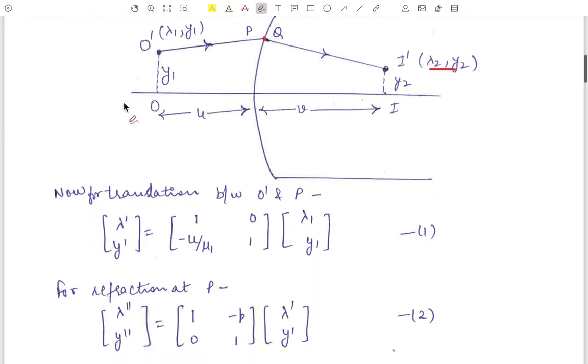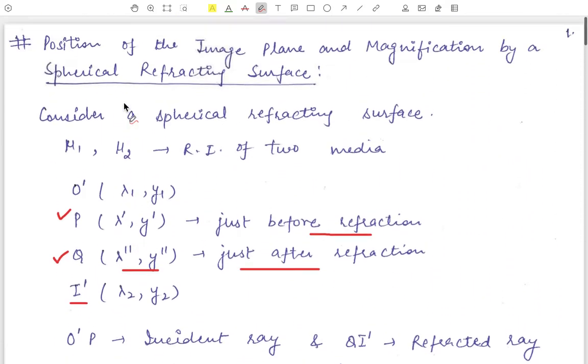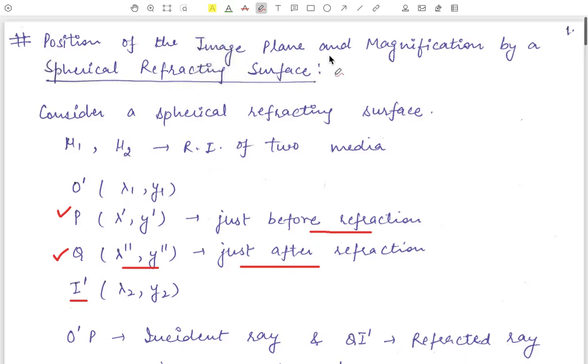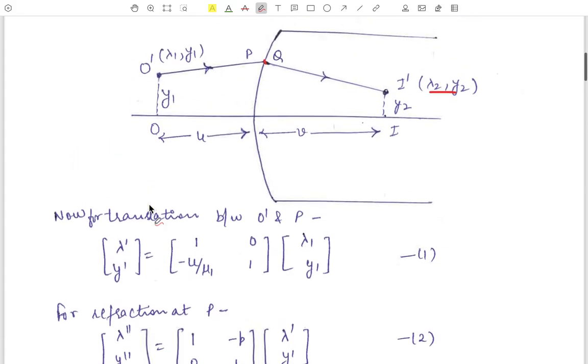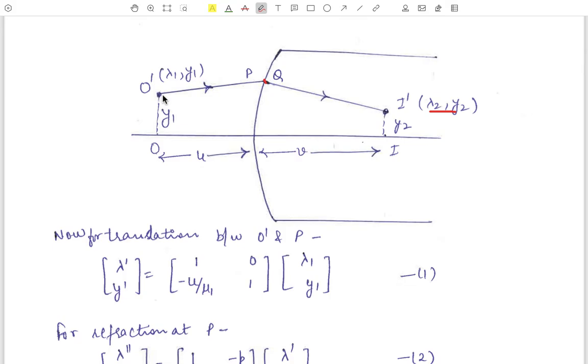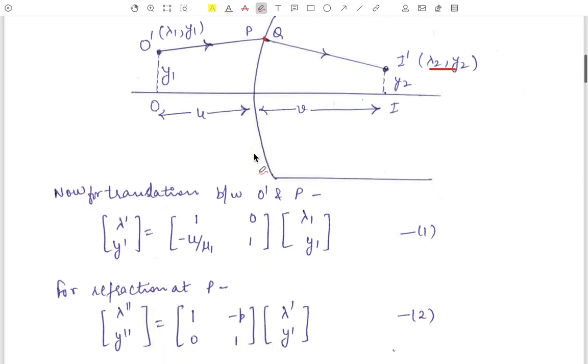Okay. Now we will find out the position of the image plane and the magnification with the help of the translation and the refraction matrices. Here we have a translation operation between point O dash and point P, that is from this point O dash to this point P we have a translation operation. Now point P to point Q, that is just before and just after refraction, we have a refraction process here, and then from point Q to point I dash we have a translation operation again. So we will define the matrices for these three operations here.